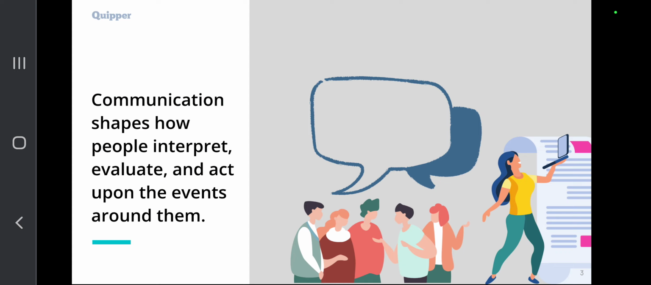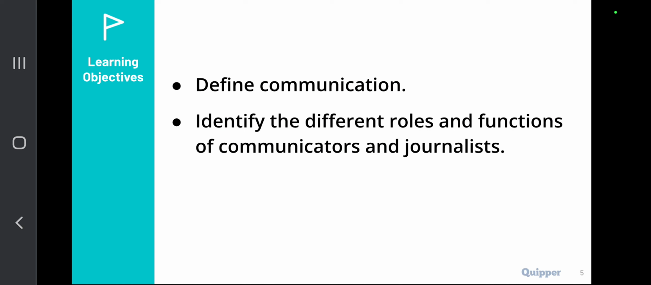Now, with this regard, I want you to take note of this general concept because from here, we are going to deepen our understanding as to how communication as a process shapes how people interpret, evaluate, and act upon the events around them. Our main objectives for this lesson are the following. First, we define communication. What is communication? And we identify the different roles and functions of communicators and journalists.